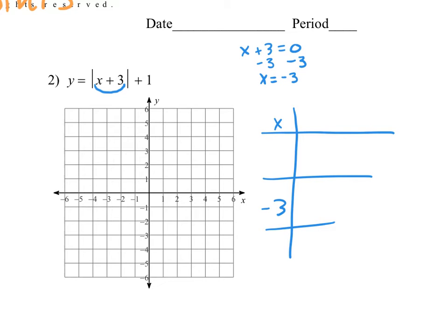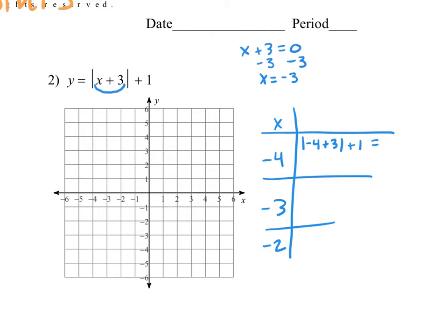Now what's a number smaller than negative 3? Negative 4. And what's a number bigger than negative 3? Negative 2. So we're going to plug in these 3 numbers. So first let's plug in negative 4. So the absolute value of negative 4 plus 3 plus 1.